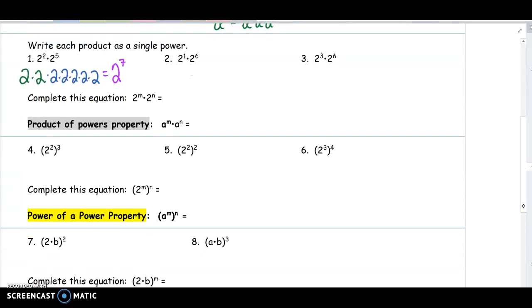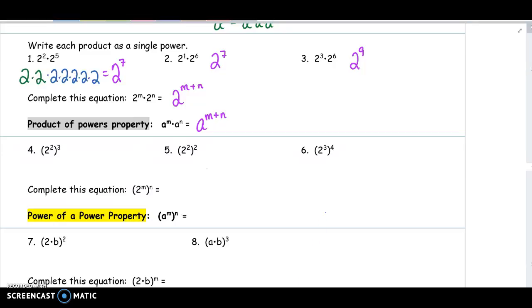So, number 2, what is number 2 going to be? 2 to the 7th. How about number 3? 2 to the 9th. So, complete this equation. 2 to the m times 2 to the n is 2 to the m plus n. Same thing for the actual property, a to the m plus n. Okay? If you are multiplying with the same base, you add the exponents.